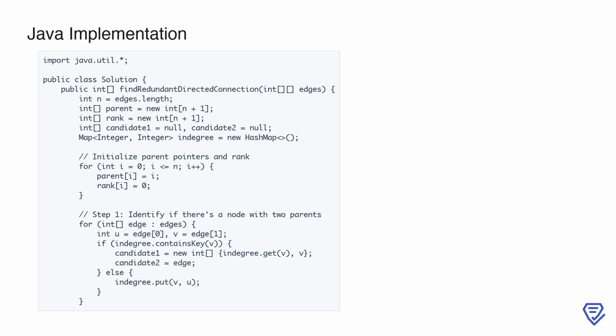The next step is to identify if there's a node with two parents. For each edge in the input, if the destination node already exists in the inDegree map, that means this node has two parents. In such cases, we store the conflicting edges in candidate1 and candidate2. Otherwise, we simply update the inDegree map with the current edge.